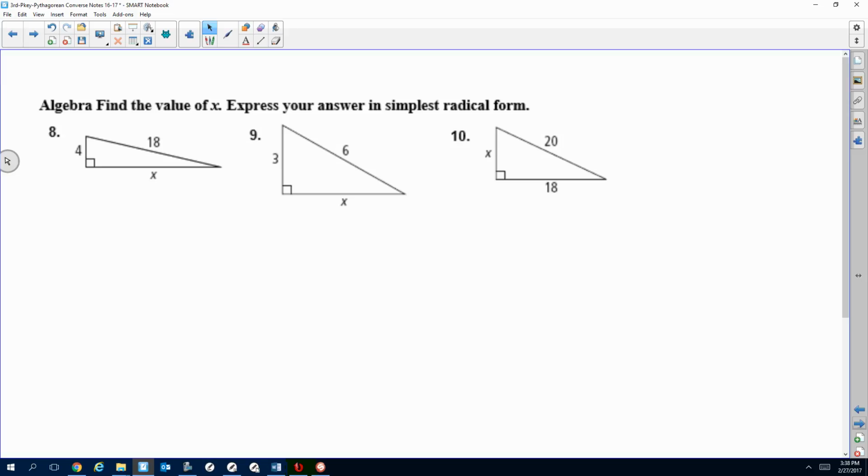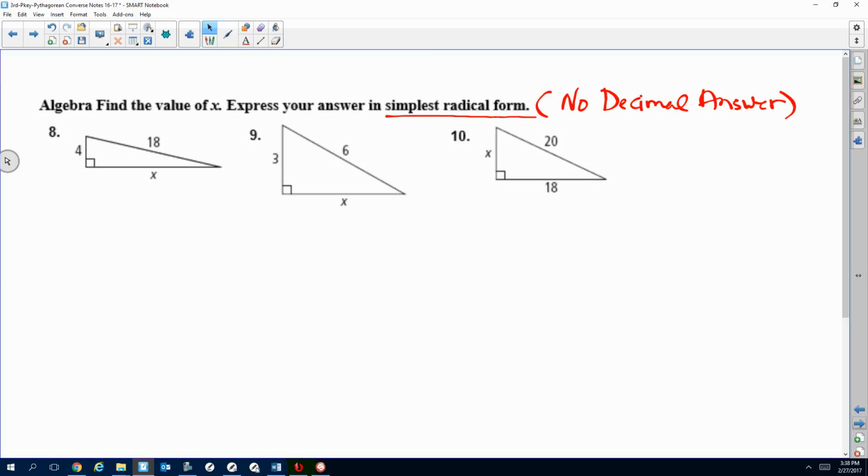Oh, not this one. The next set is a green foldable, where we're still using the Pythagorean theorem, but now they want us to express our answer in simplest radical form. So let's do that together. This basically means no decimal answers. Okay? We're just going to make it into a smaller radical.